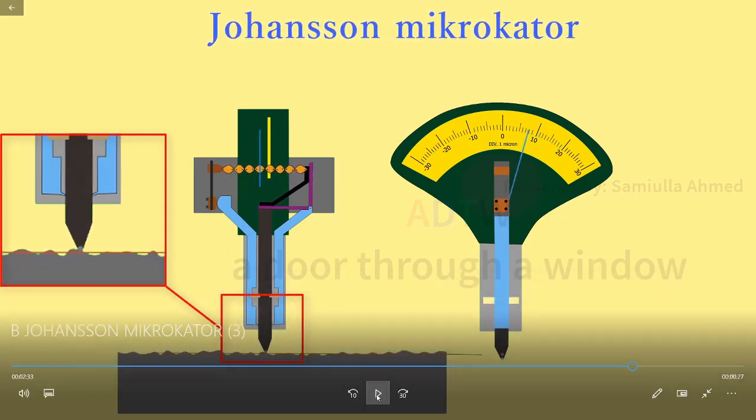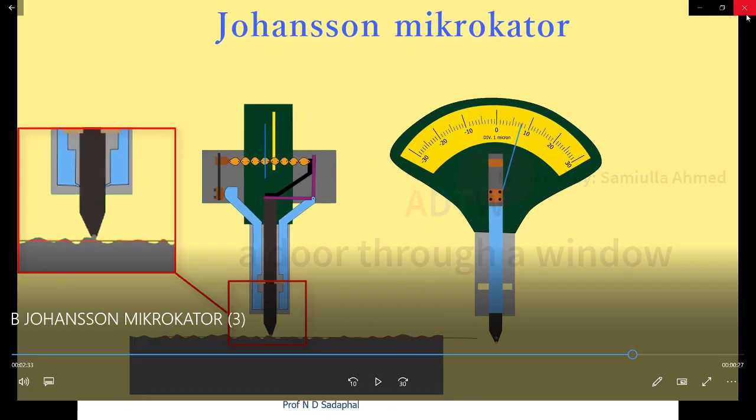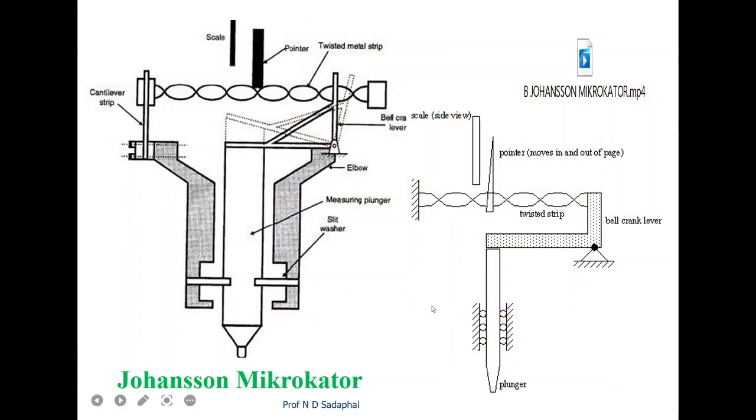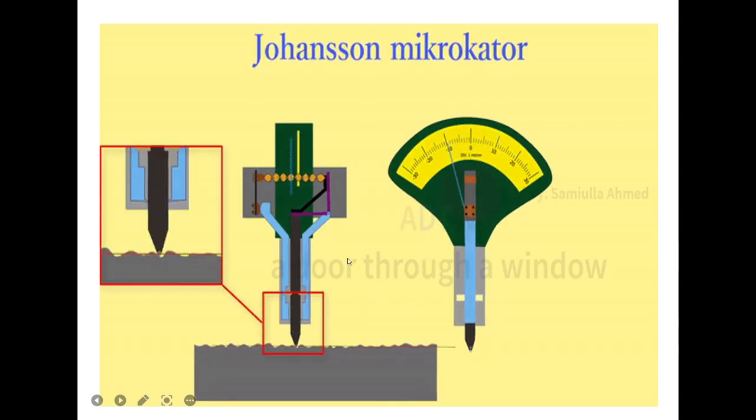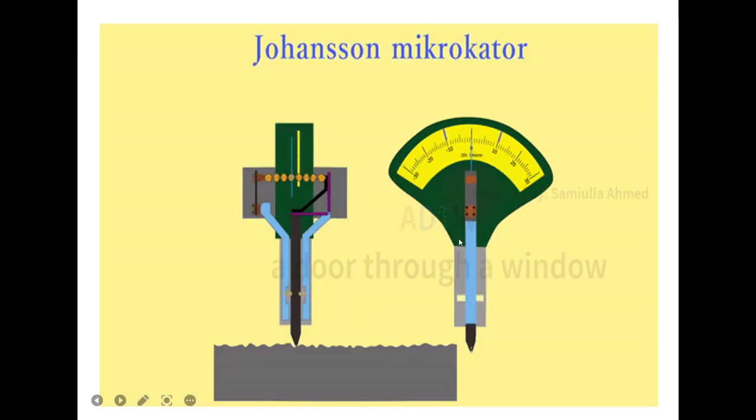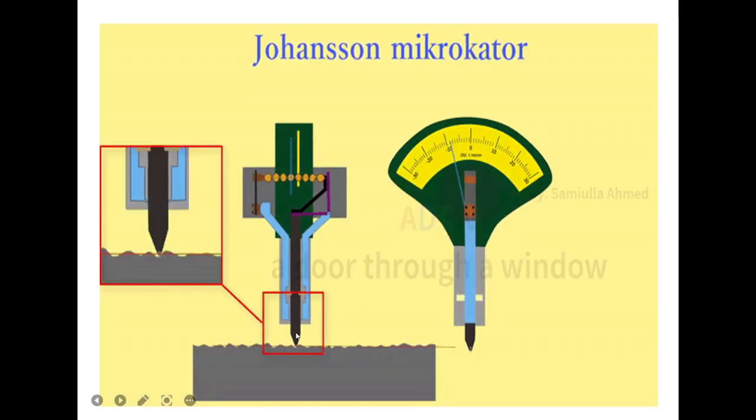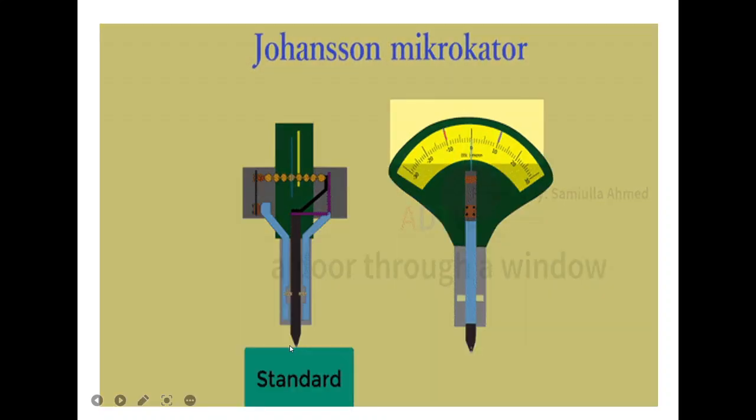Okay, so this is how the Johnson's Mikrokator works. So again we will see. You have seen this animation. Initially, we have to set the standard value on the Johnson's Mikrokator. The plunger is at the center. This plunger is set on the standard first.